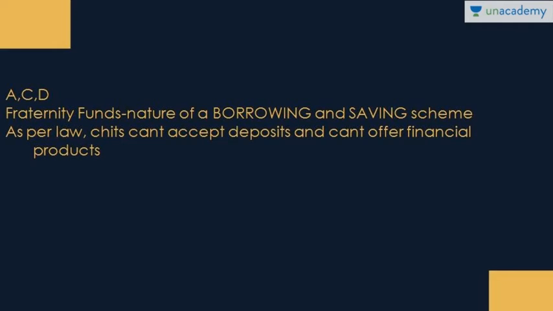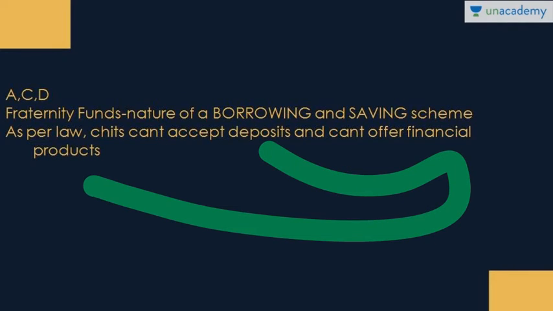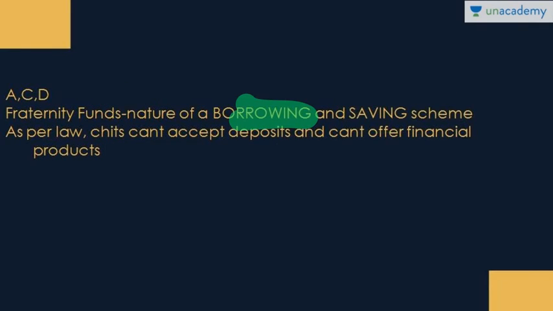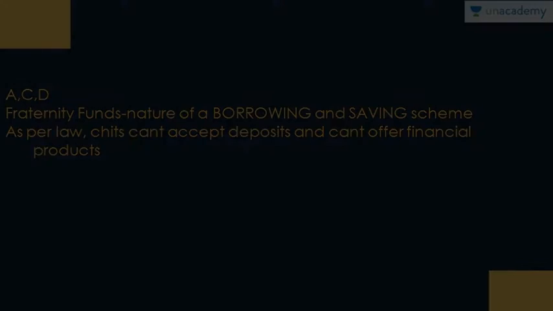Now why is B wrong? See, initially as per the law, that is the Chit Funds Act, chit funds cannot accept deposits and cannot offer financial products. So this is the whole thing of it. But if you look at fraternity funds, they are in the nature of a saving as well as borrowing scheme. Therefore, chit funds would be replaced by fraternity funds.